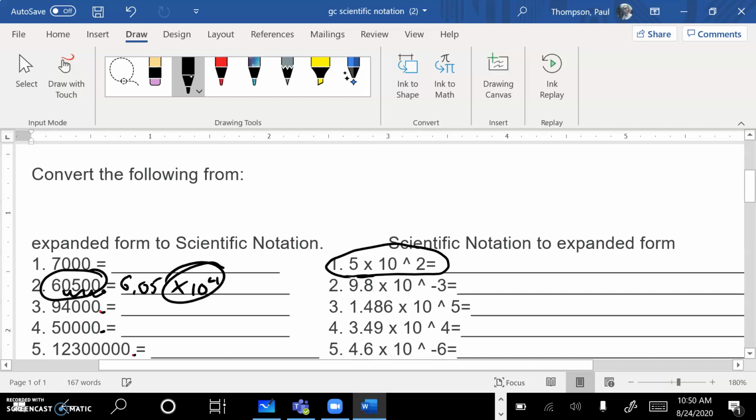This tells you that you're moving the decimal over. It shrank. It collapsed this number. Another way of thinking about it.